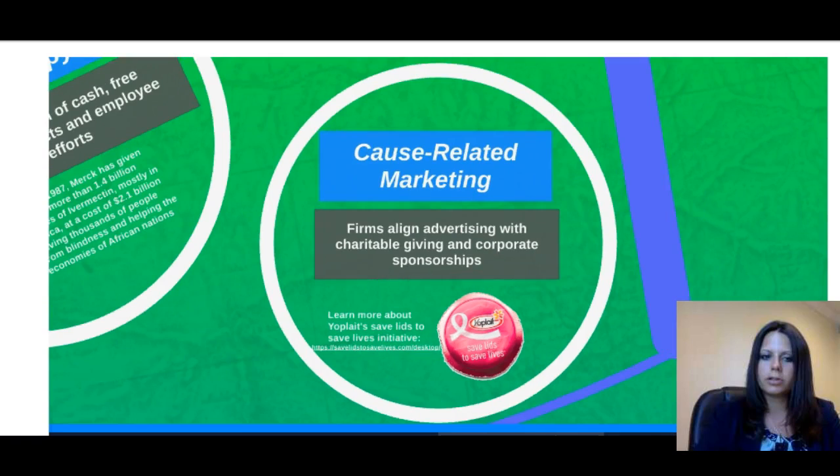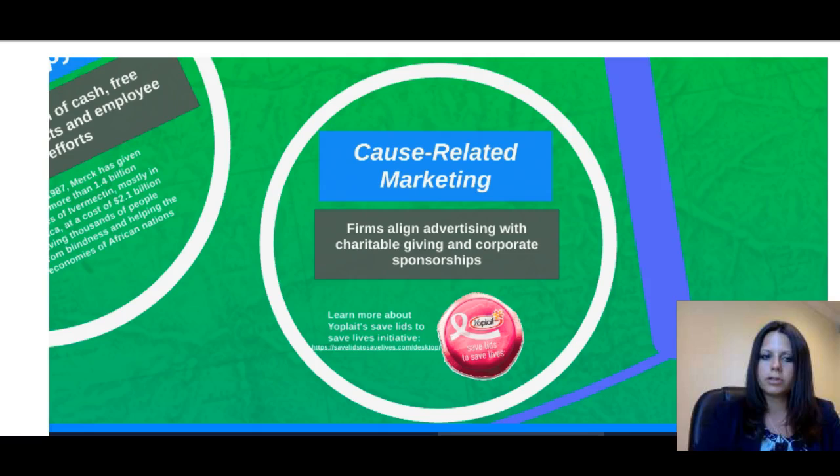Now, cause-related marketing is another important term. You might see this come up on an assessment. This is something that talks about firms aligning their advertising with charitable giving and corporate sponsorships. So, for example, you can see on the screen the Yoplait Lid Save Lives initiative. That's one example. Another example I like to share in terms of cause-related marketing is Dawn soap.